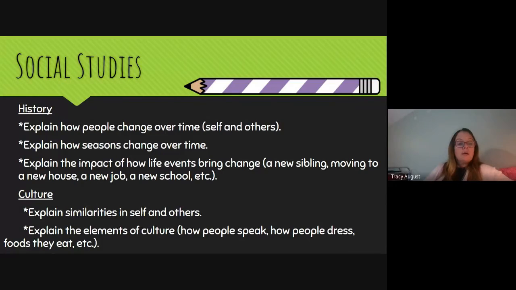We also talk about culture. And in kindergarten, that means exploring similarities in self and others. And we explore the elements of culture, how people speak, how people dress, the things that they do.